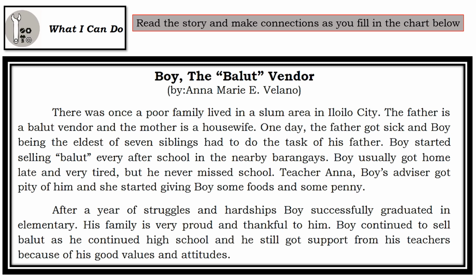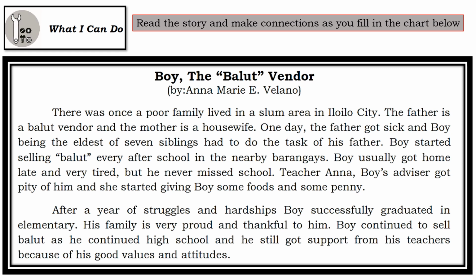Boy, the Balut Vendor. Story by Ana Marie E. Velano. There was once a poor family lived in a slum area in Iloilo City. The father is a balut vendor and the mother is a housewife. One day, the father got sick and boy, being the eldest of seven siblings, had to do the task of his father. Boy started selling balut every after school in the nearby barangays. Boy usually got home late and very tired, but he never missed school.